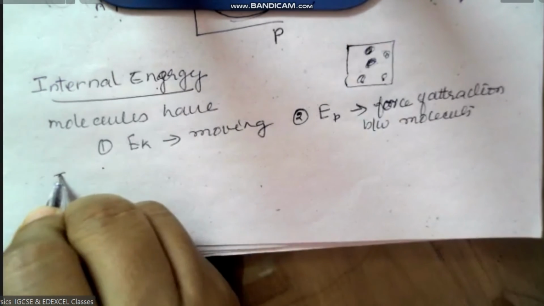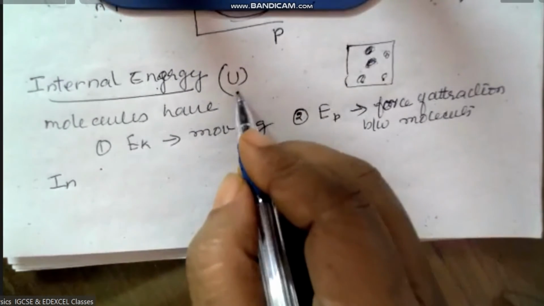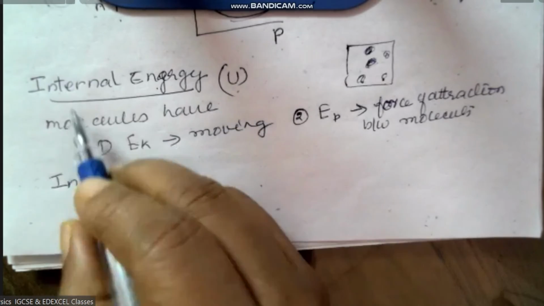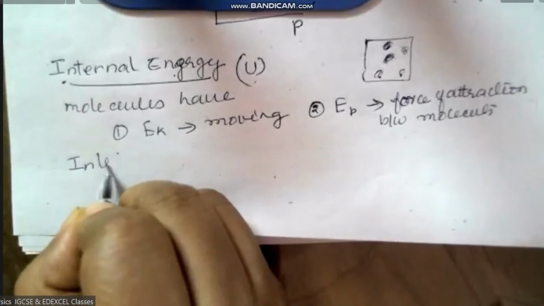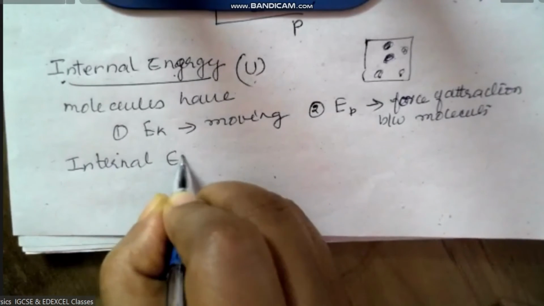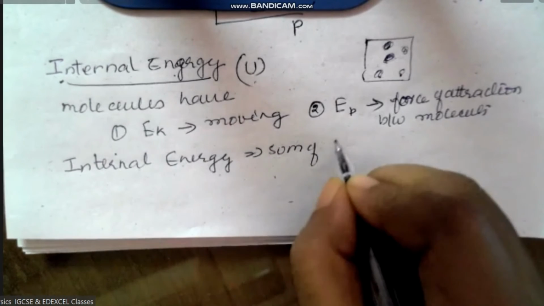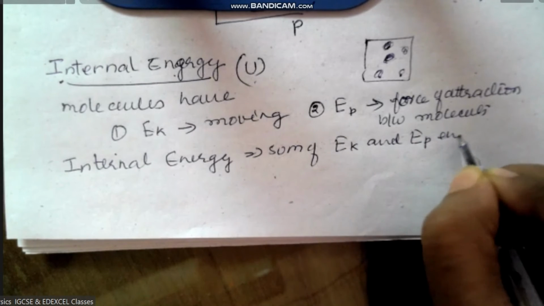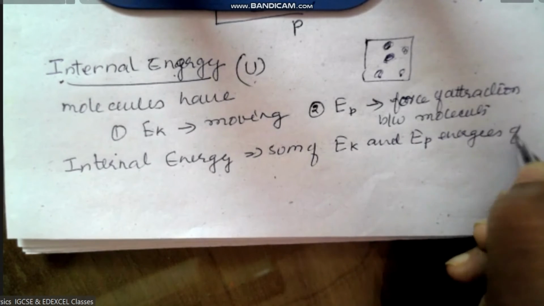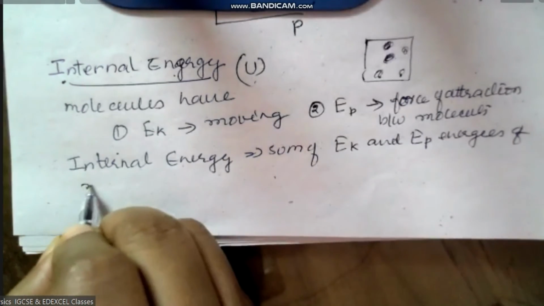So what is internal energy? Internal energy is represented in other books by the letter U, so I'm also going to use that. Don't use I, because I is used in too many places. Internal energy is the sum of kinetic and potential energies of the molecules.